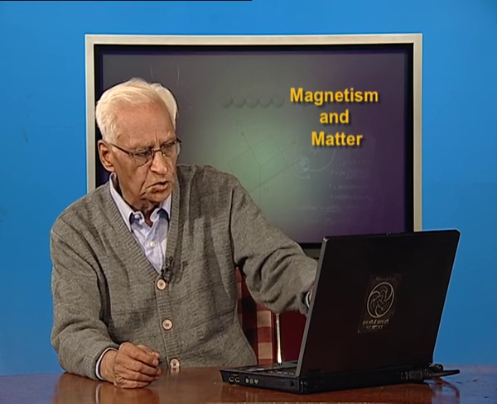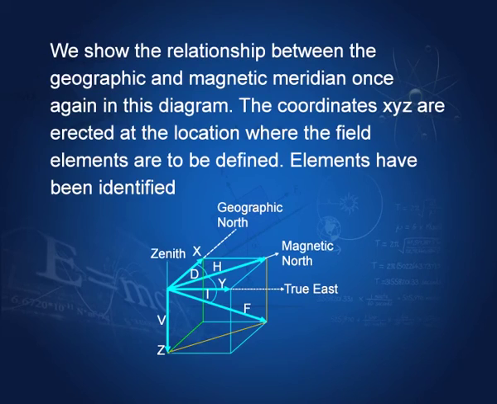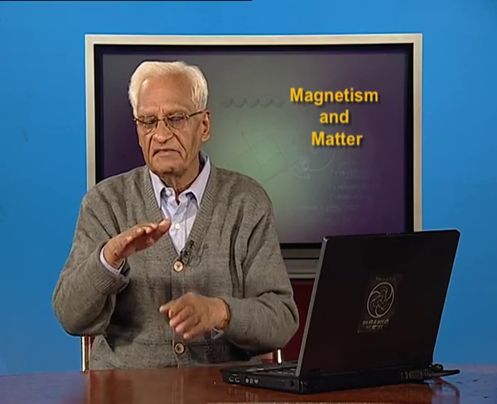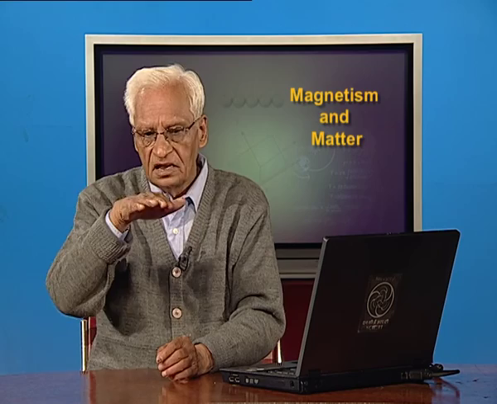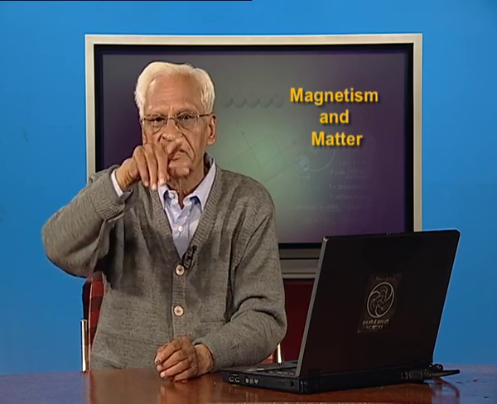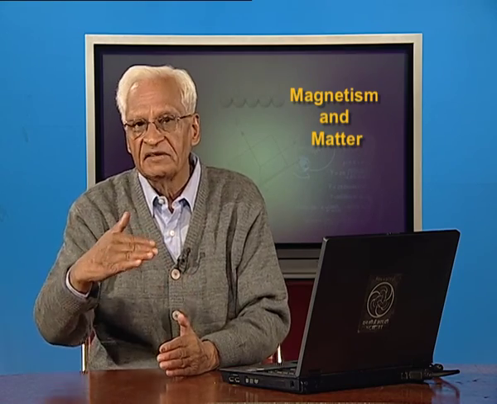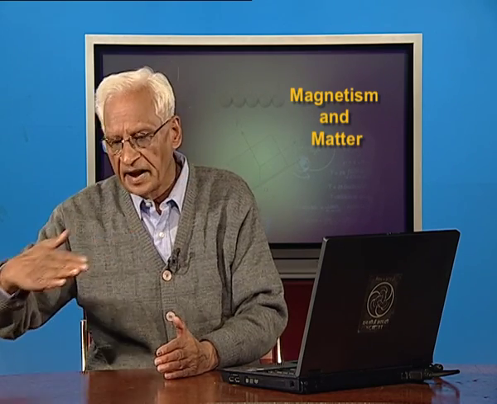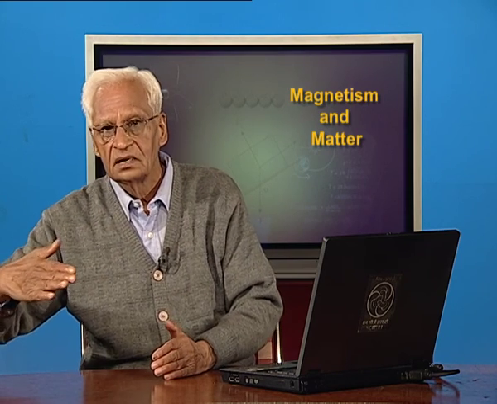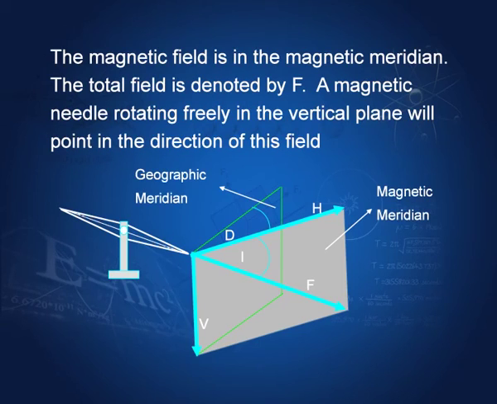The same relationship I show here with a little more geographic detail. And what is the angle of dip? If I have a magnetic needle which is free to move in a vertical plane, then at a given place it will settle at a certain inclination. This magnetic needle has settled at an inclination I. I is the angle of dip at that place, the angle of dip or angle of inclination.